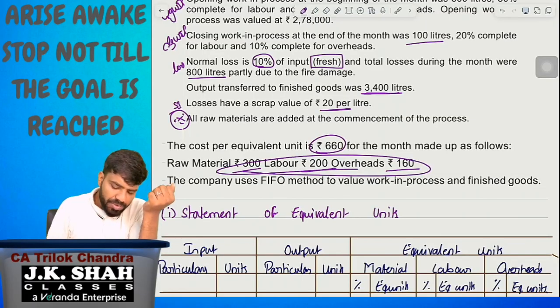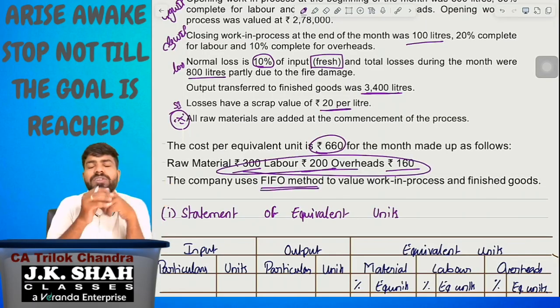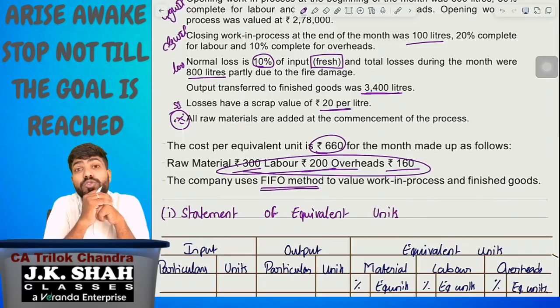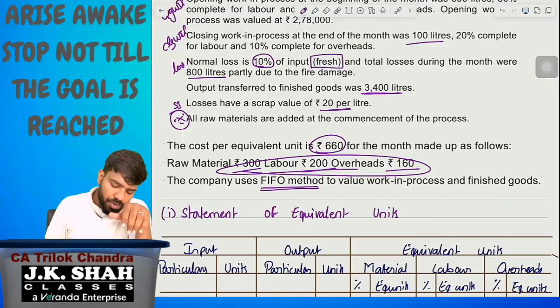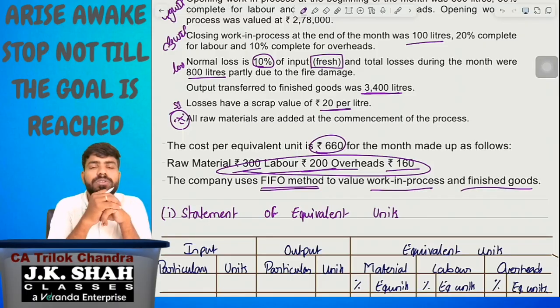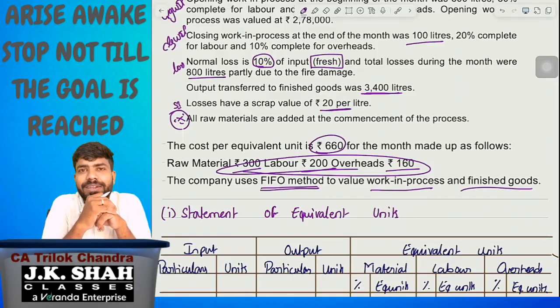Next, the company uses the FIFO method. Generally, we will follow two methods, FIFO and weighted average method. But in this question, they are following the FIFO method, first in, first out method, to value work in progress and finished goods. Have you understood till here?